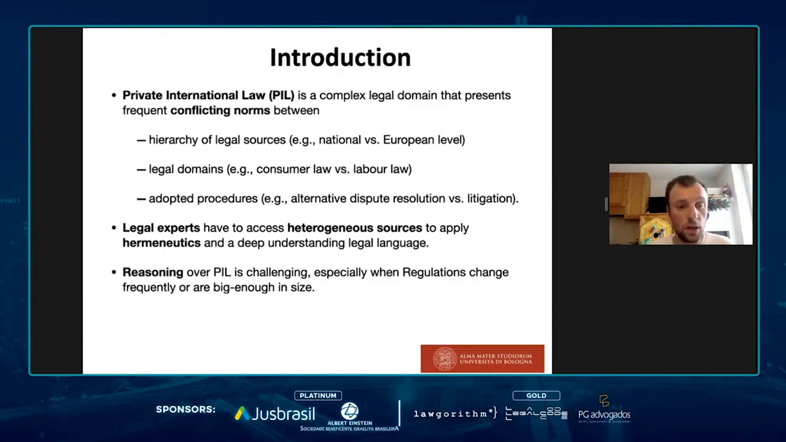And so reasoning over private international law is quite challenging, especially if it's automated reasoning, and especially when regulations change frequently or are big enough in size. Even for a human it can be daunting in some cases because of the subtle but clear and strong differences between jurisdictions and the sources.